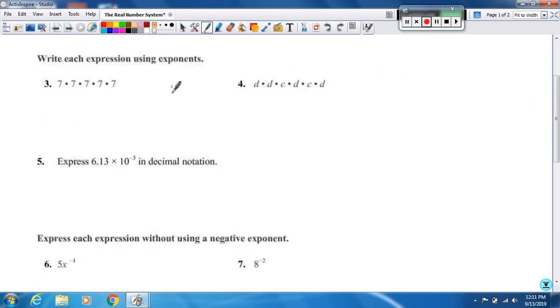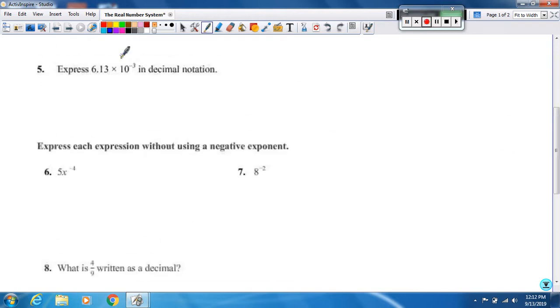Write each expression using exponents. So we have 7's here, so you write what you have, and then you count how many you have. 1, 2, 3, 4, 5, and that becomes your exponent, and that's the answer. Here we have C's, and we have D's. For my C's, I have 2 of those, and for my D's, I have 4. So C squared D to the 4th is the answer for that one.